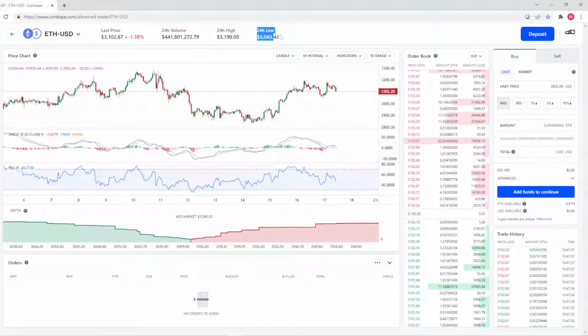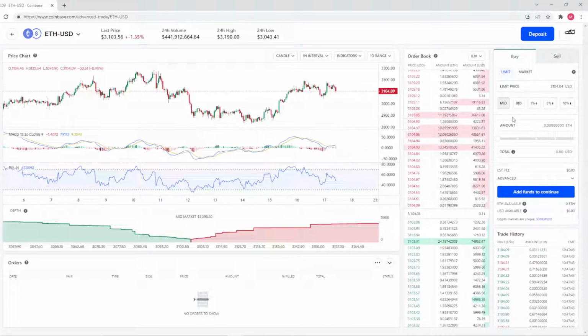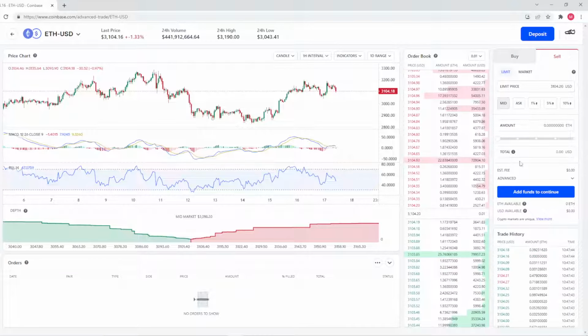Another feature that I noticed Coinbase Pro doesn't include is the low. So it gives you a sense of perspective. Maybe more information, the better, right? So this is the Coinbase Advanced Trading.